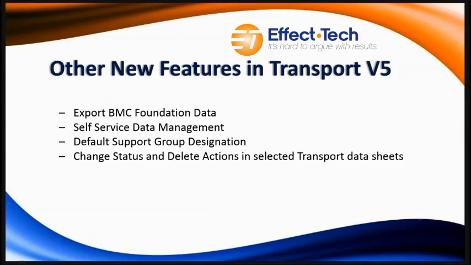So here are some other new features that we have for Transport version 5. We have the export of BMC foundation data, and from here you can export data and import that on another server. We also have a tech talk on that one. Self-service data management is the next new feature. This is out of the box from Transport. It's a service request that allows you to request permissions or support group association from SR. We have another tech talk on that one.